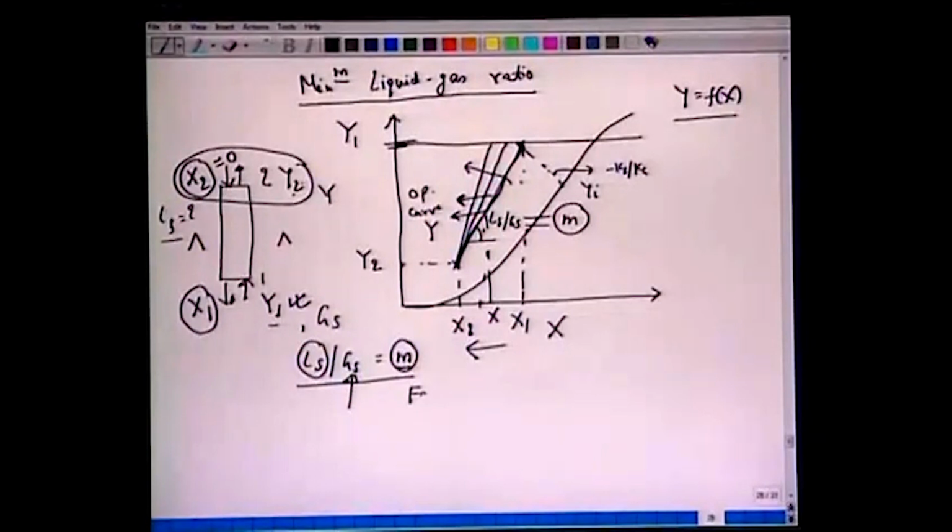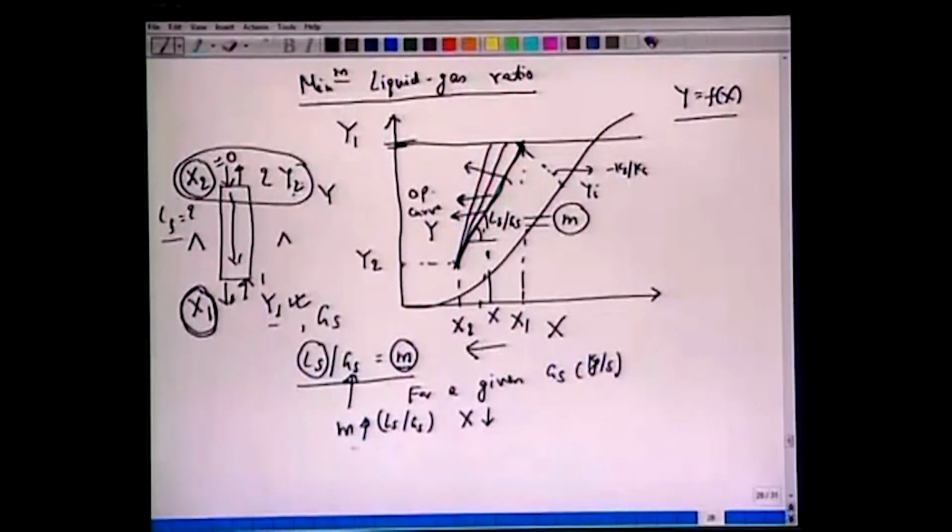For a given Gs, so Gs in kg per second is known to us. If we increase this slope, Ls by Gs, if we increase this ratio of liquid to gas flow rate, then the x decreases, which is consistent with our understanding. If you take a very large liquid flow rate, then this concentration will be smaller. The liquid at the exit will be dilute here. So m increases, x decreases.